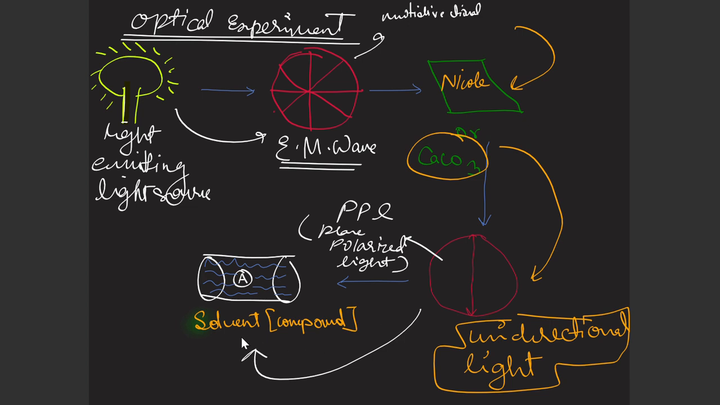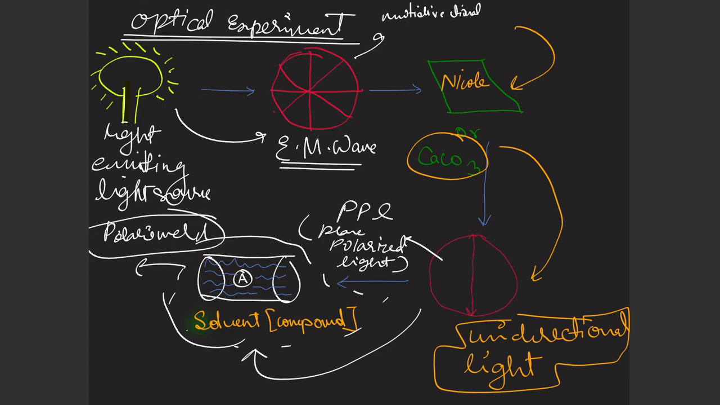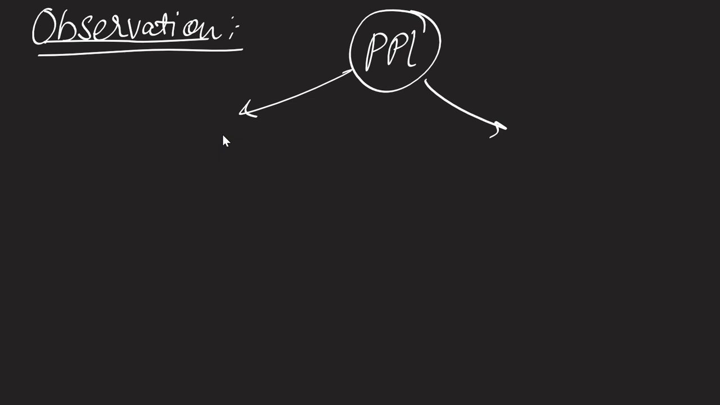It is passed through a solvent. The solvent is placed in it, and it is also known as polarimeter. You can mark it as polarimeter. So now the observation that we get is of PPL as dark zone and bright zone.